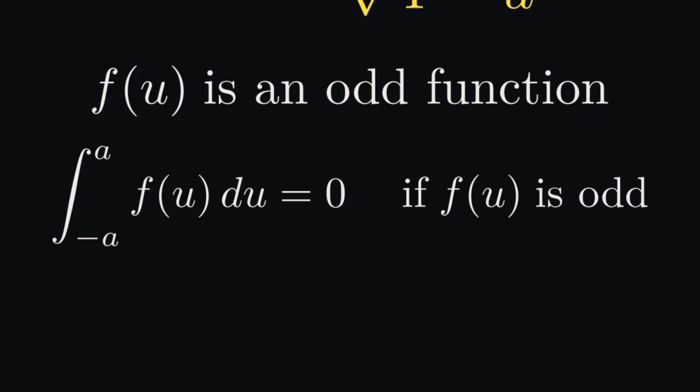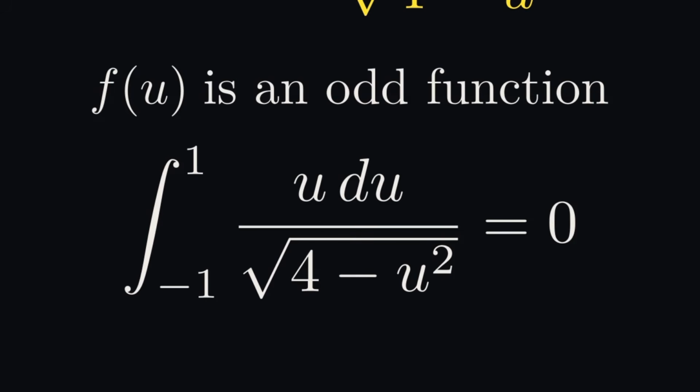The integral of an odd function over a symmetric interval from negative to positive is always 0. Since our interval is from negative 1 to 1 and our integrand is odd, the integral is 0.